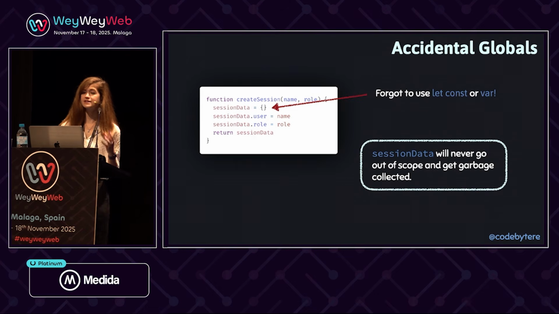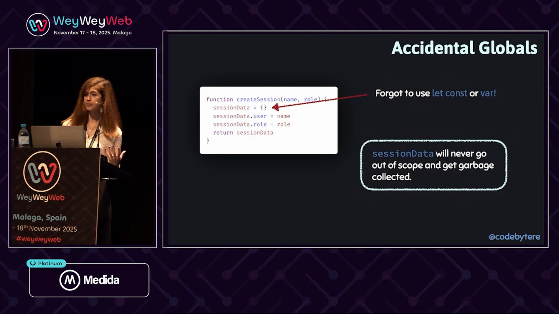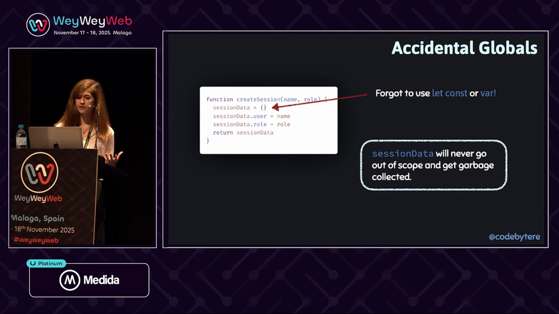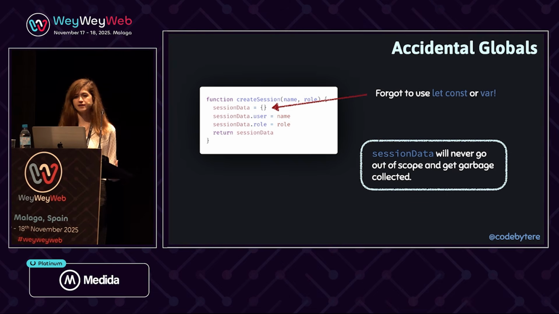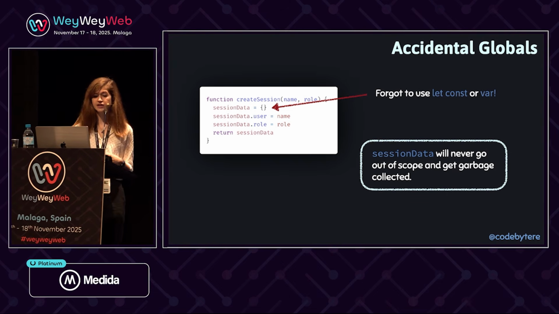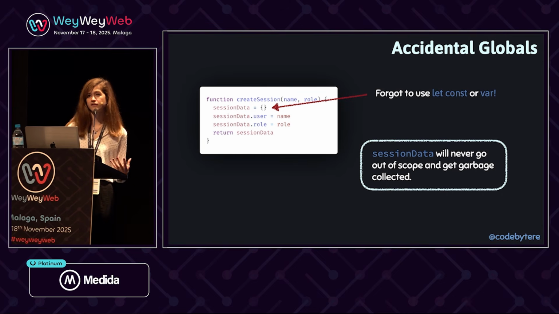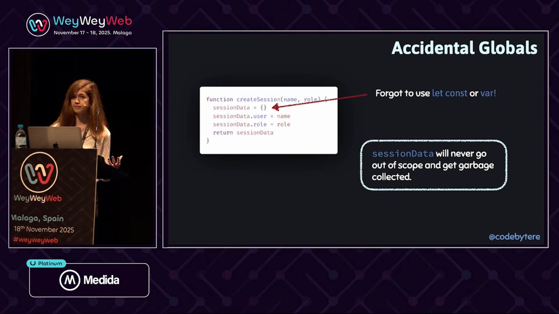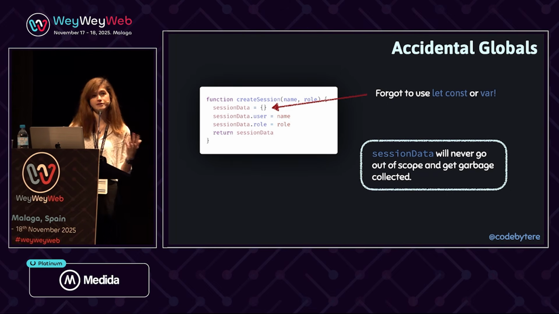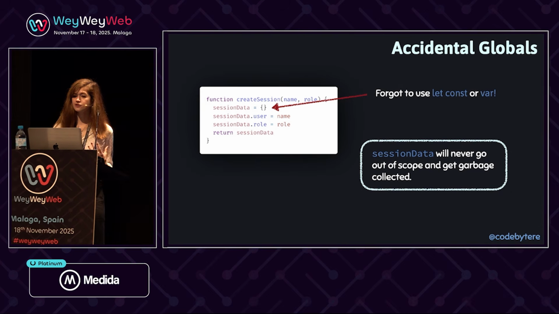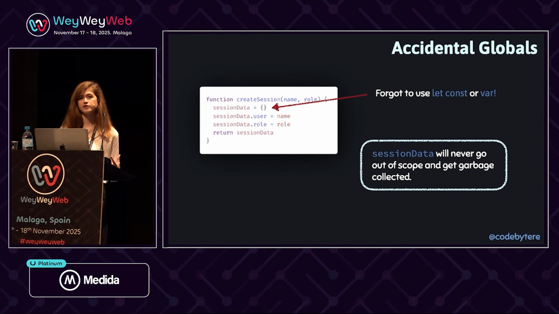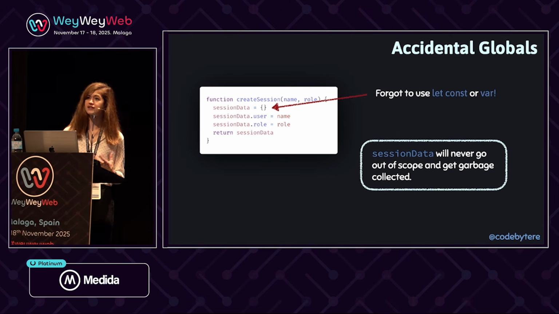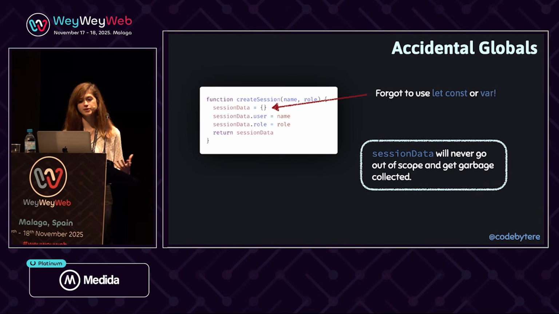The first of these is accidental globals. In this example, because sessionData has been assigned here without let, const, or var, JavaScript interprets sessionData as a global variable, even if createSession is called from inside a function. That means that sessionData is accessible throughout the entire program, and not just within createSession, as you might expect. This accidental global variable sticks around in memory for the whole lifetime of the program, since the garbage collector can never identify it as unreachable, even when the function completes.